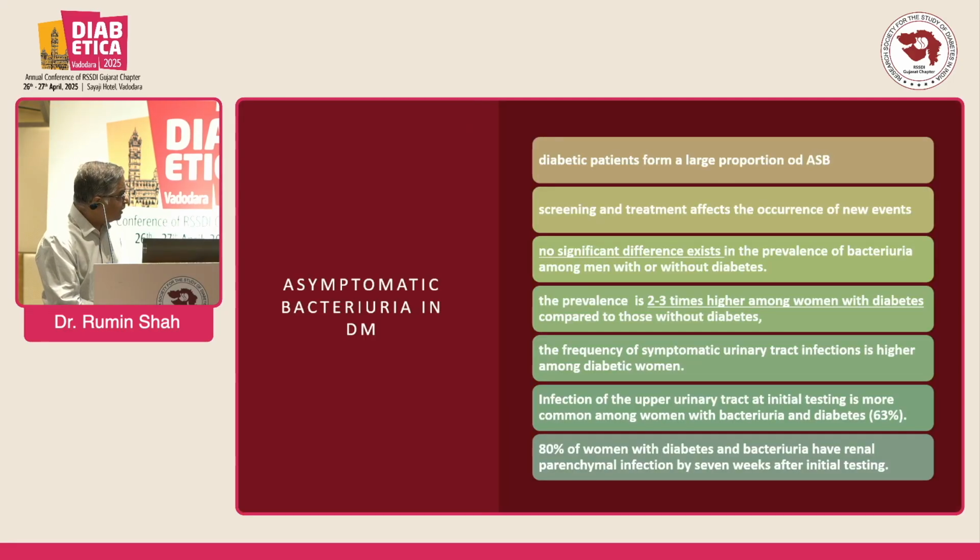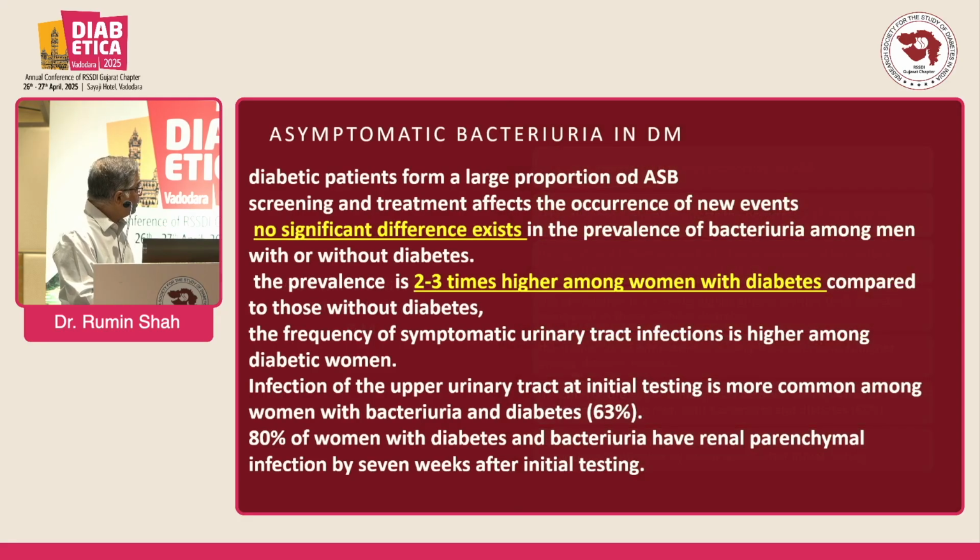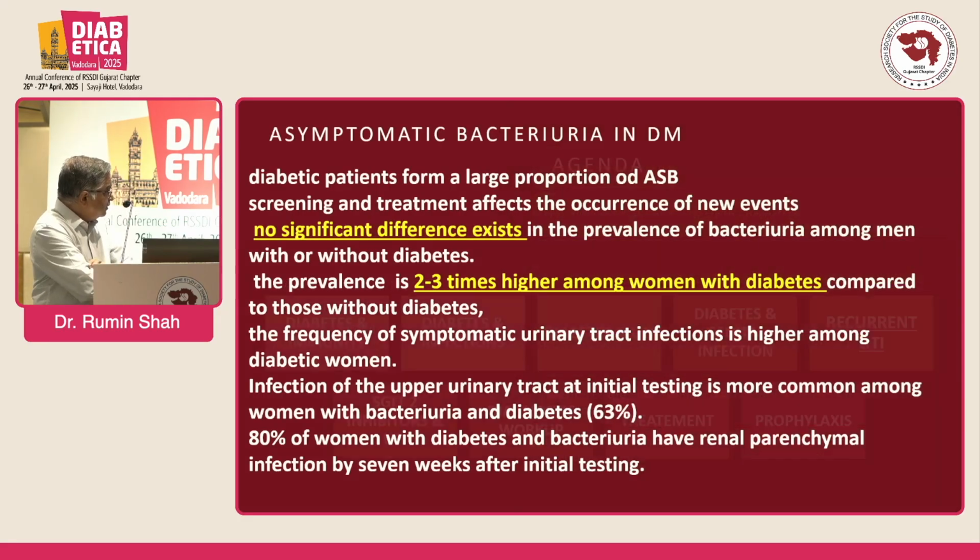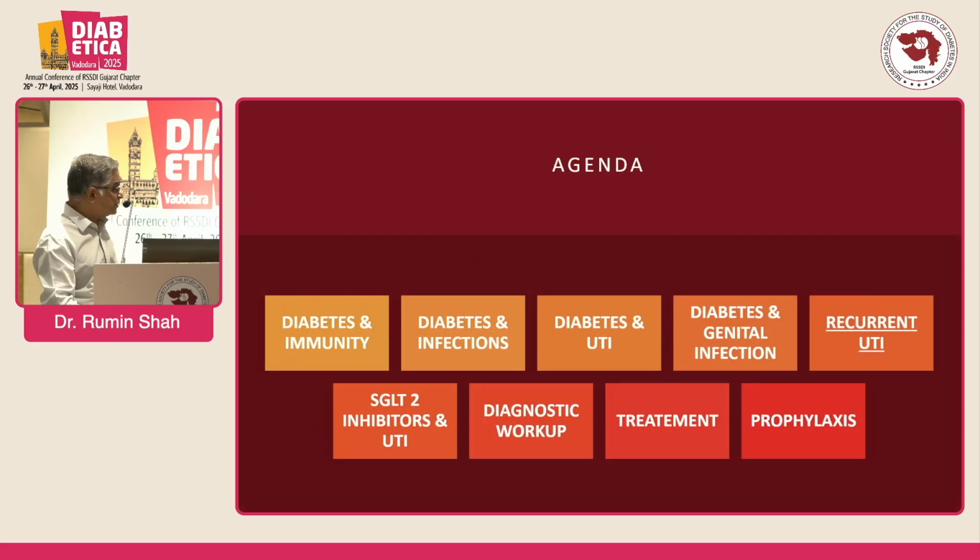Diabetics are the largest group of patients having asymptomatic bacteriuria. It's very important to screen them for asymptomatic bacteriuria. In a male, asymptomatic bacteriuria is not so common. In females, it is 2 to 3 times more common as compared to non-diabetic females. And the disease is more commonly in the lower urinary tract. We saw that it is more common in females, and those females having diabetes of long-standing duration have 2 to 3 times more likelihood of asymptomatic bacteriuria.